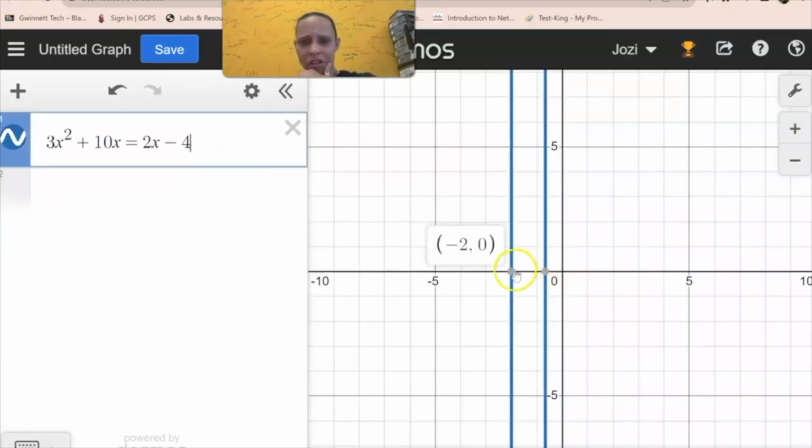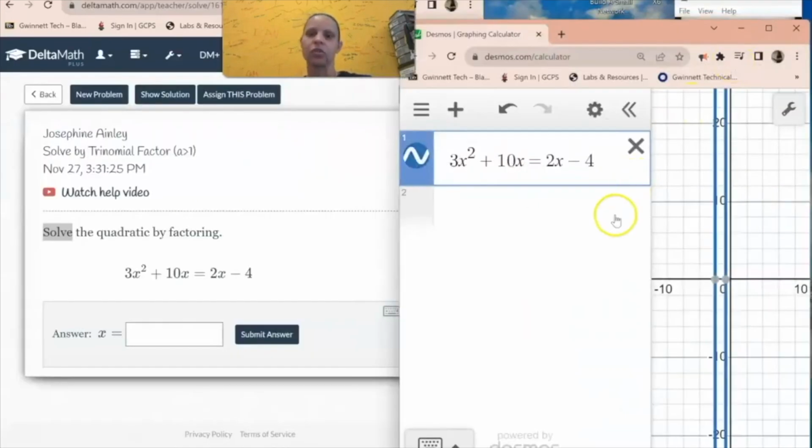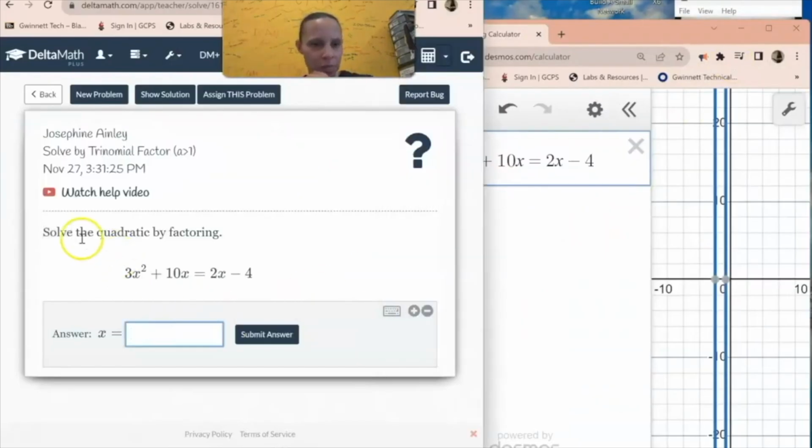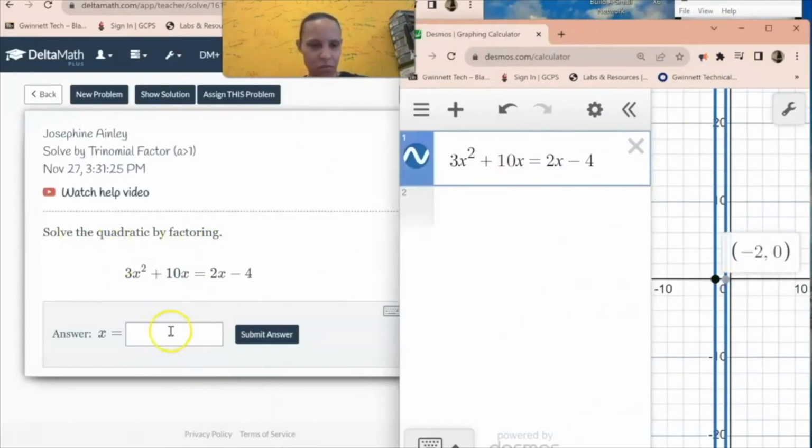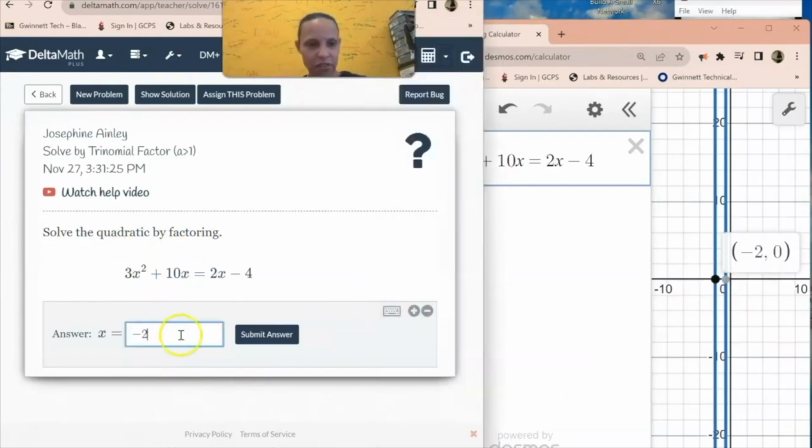Then we're going to control X, control V. All right, so let's take a look at the solutions. The solutions are the x-intercepts. What does it cross? Negative 2. And what is this? Oh my gosh, it's a fraction. So we just have to write it in. So solve the quadratic by factoring. So the first answer is going to be, where does it cross the x-axis? Negative 2. And this is asking you for an equation, so I'm not going to put it as a coordinate. So it's negative 2, comma, because there are 2 places, right?